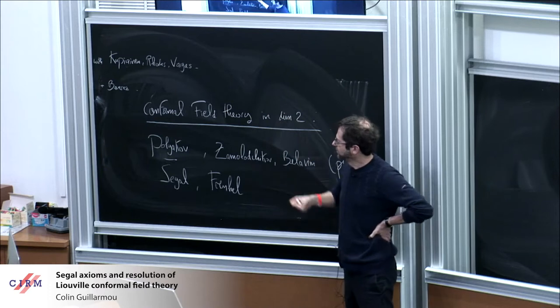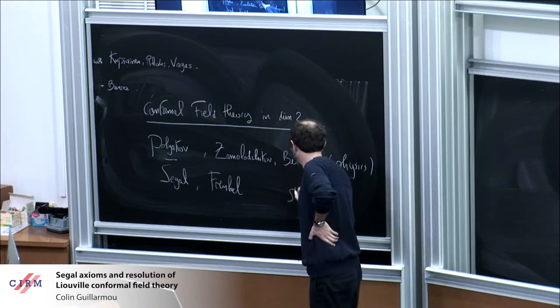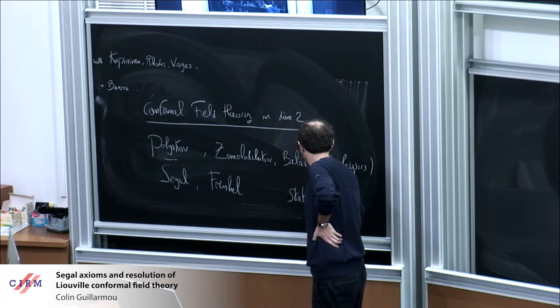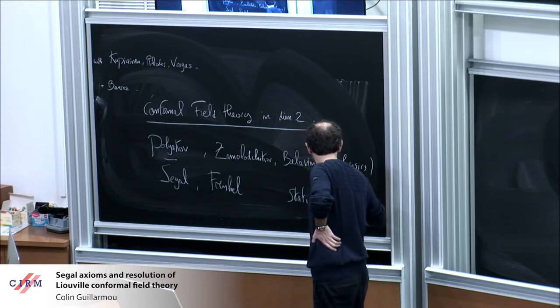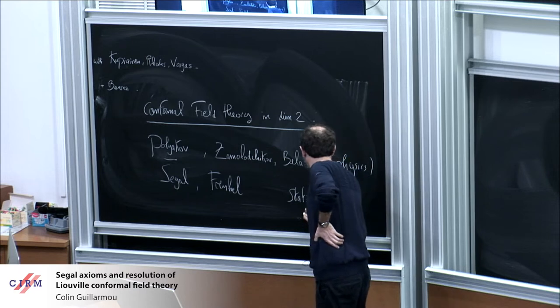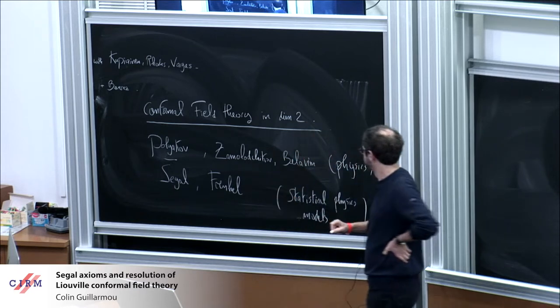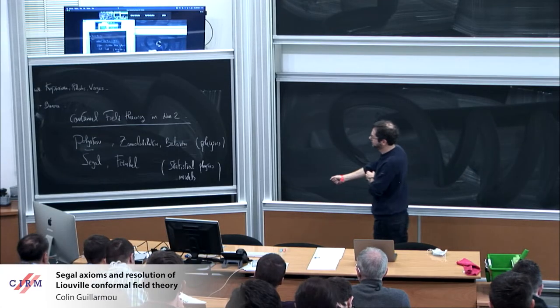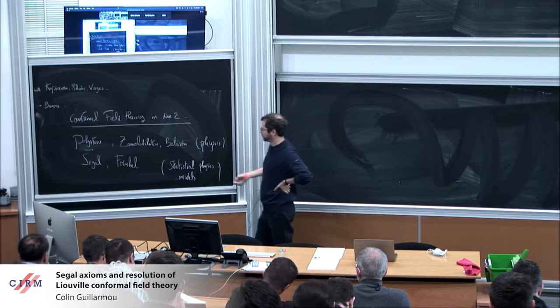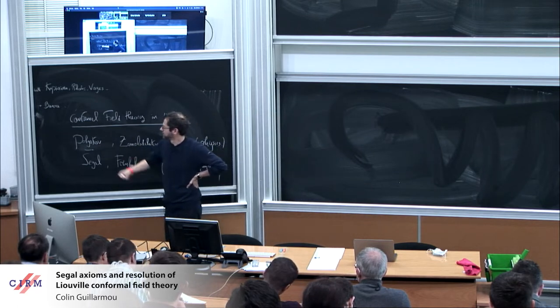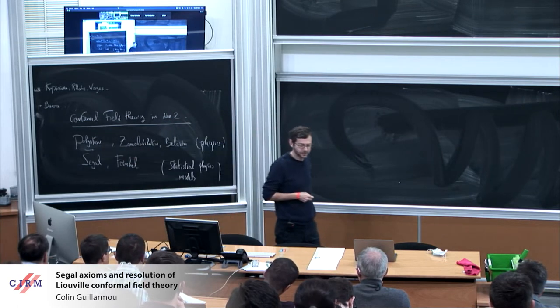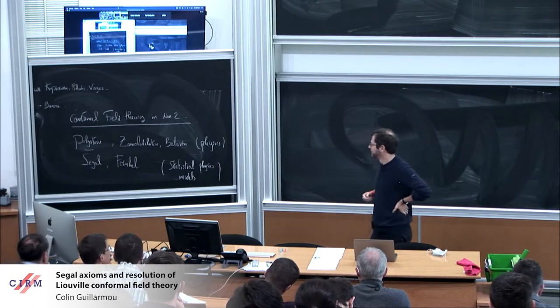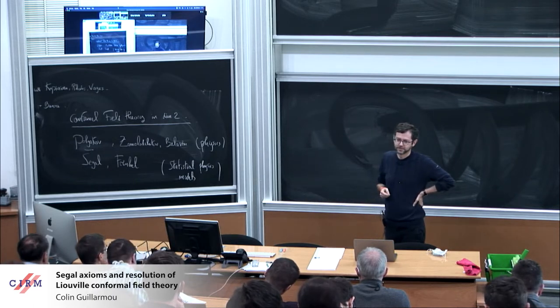They're supposed to describe statistical physics models, such as the Potts model, the Ising model, and so on. So they're like limiting behavior of statistical physics models. But when Polyakov introduced this, it was related to string theory, and he wanted to give a sense to quantum gravity in dimension 2.